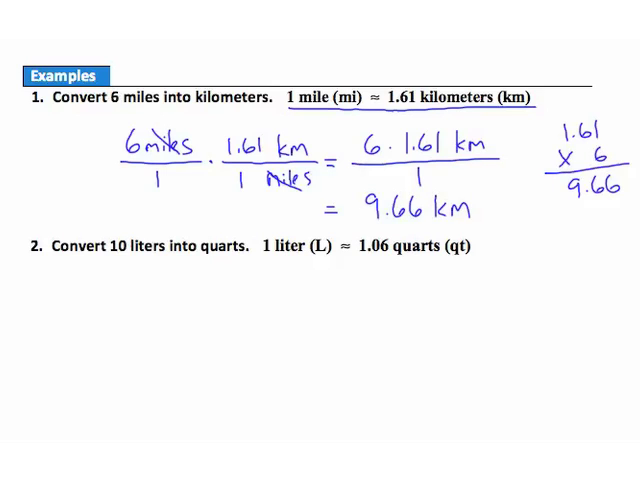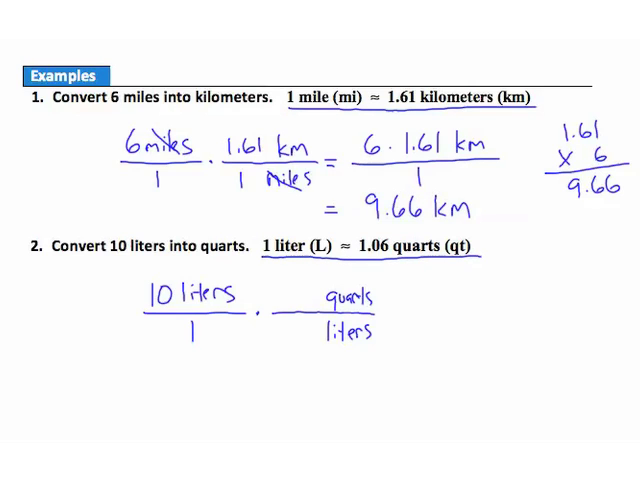Example 2. Convert 10 liters into quarts. So we'll start with 10 liters, write it as a fraction, put it over 1. Now we want to divide those liters out, so liters is going down here in the bottom. And we're converting this now to quarts, so we want our quarts up here in the top. And let's take a look at our conversion here. 1 liter is equal to 1.06 quarts.